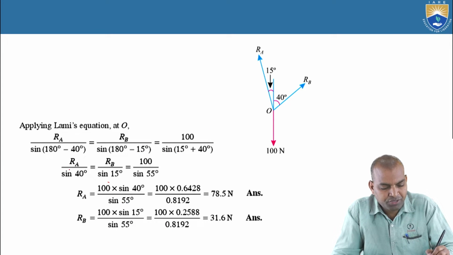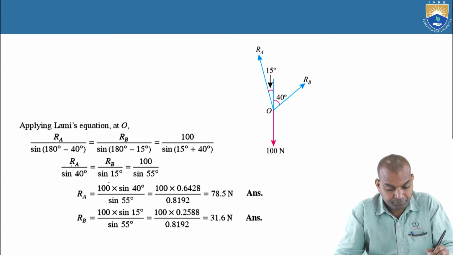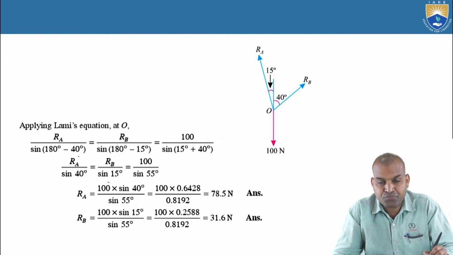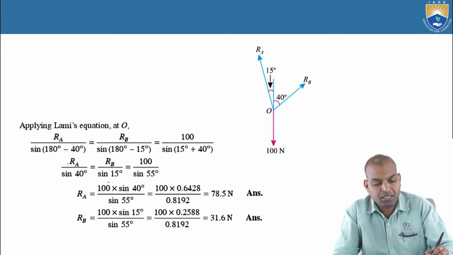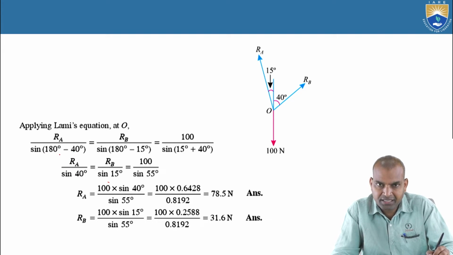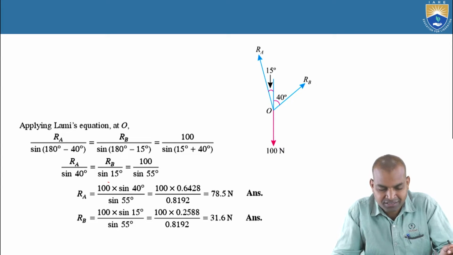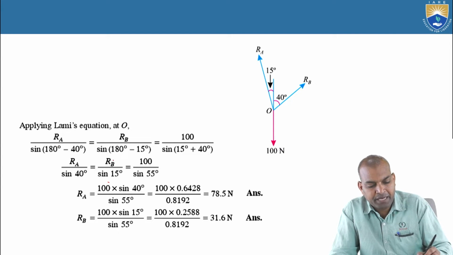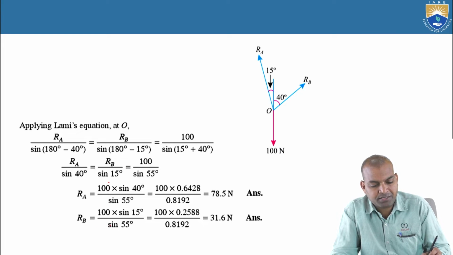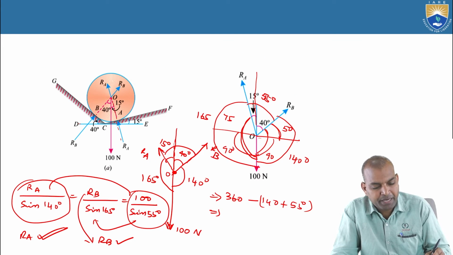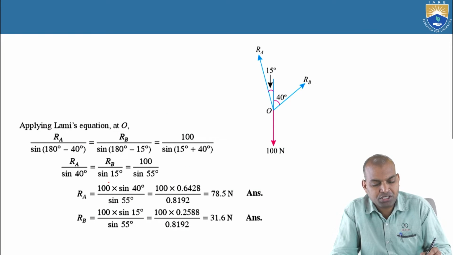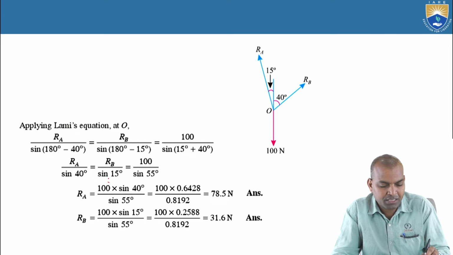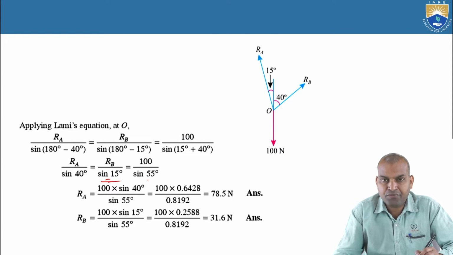Now the solution: RA by sine 50, RA by sine 40, wrong, here it is. RA by sine of 180 minus 40, then how much does it become? Sine 40. RA by sine 140, or sine 180 minus theta equals sine theta, that is also okay. Now RB by sine 180 minus 15, that is RB by sine 165. Sine 165 is nothing but sine 180 minus 15, that is sine 15. Then 100 by sine 55.